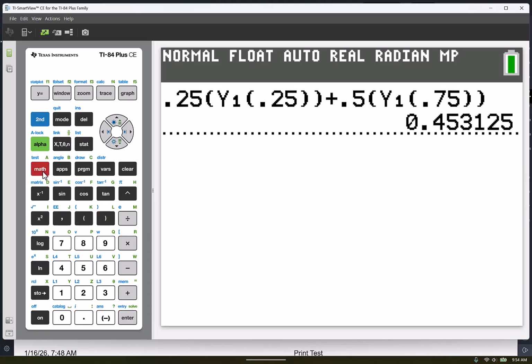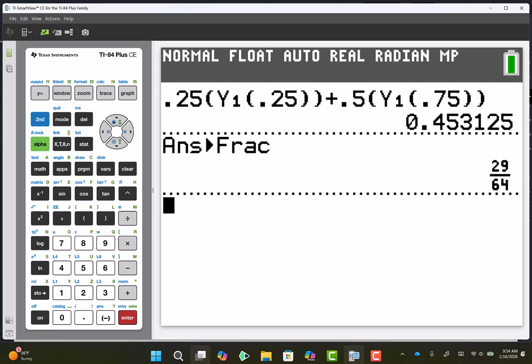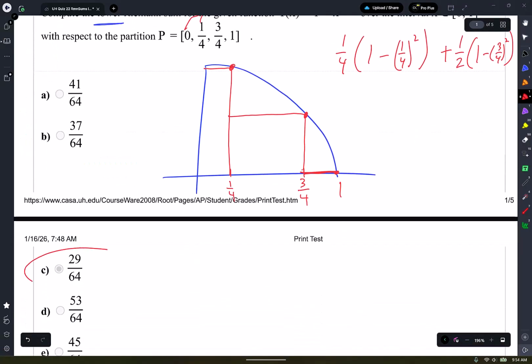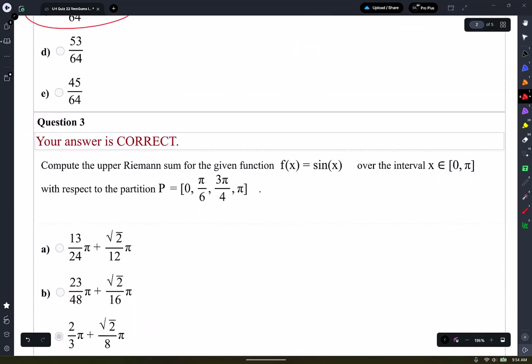That number, I'm going to turn into a fraction. You can just push the math button. Frac decimal, I'm going to push enter. And there it is, 29/64. Do you see a 29/64? Are we okay so far, guys? Okay.